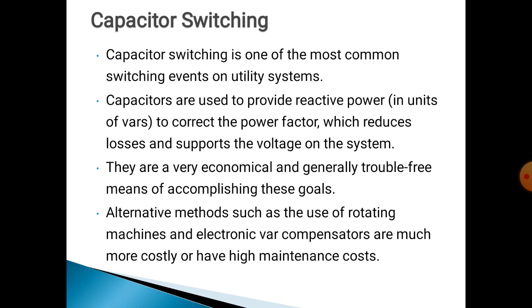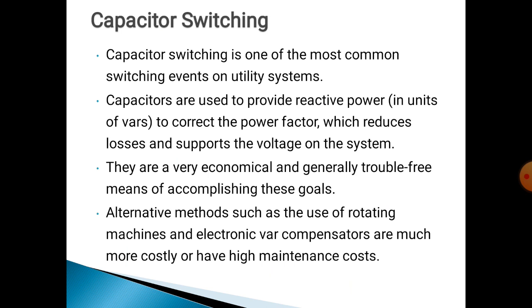First we will discuss what is meant by capacitance switching. Capacitance switching is one of the most common switching events on utility systems. That means in capacitance switching, the shunt capacitor banks play an important role in power systems. Shunt capacitors are connected between line and neutral or line and ground, and are common in each and every power system.